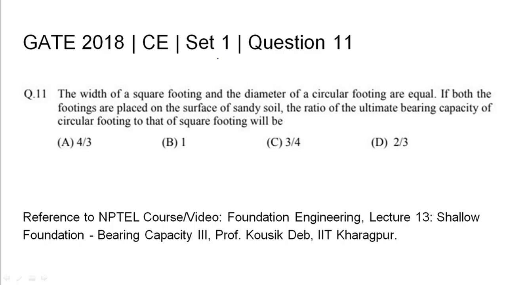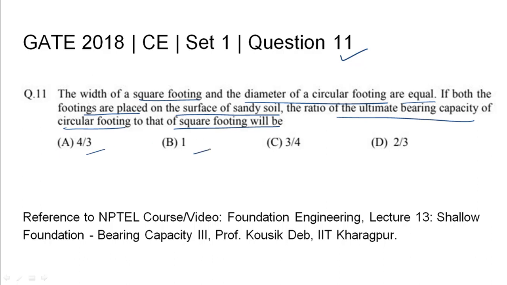GATE 2018 Civil Engineering Set 1 Question 11. The width of a square footing and the diameter of a circular footing are equal. If both the footings are placed on the surface of sandy soil, the ratio of the ultimate bearing capacity of the circular footing to that of the square footing will be. The four options given are 4 by 3, 1, 3 by 4 and 2 by 3. The relevant NPTEL reference has been mentioned.